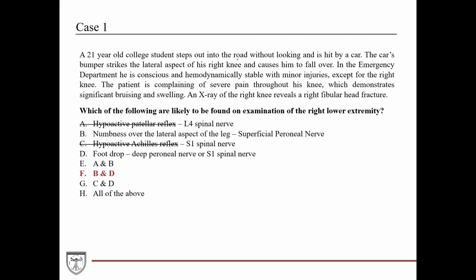So again, the big thing to take away here is blunt trauma to the lateral aspect of the right knee. Anytime you have trauma to the lateral aspect of the knee, you definitely want to be thinking about a common peroneal nerve injury. And then obviously, the x-ray here shows a right fibular head fracture, which again, you definitely want to be suspicious for impacting that common peroneal nerve.